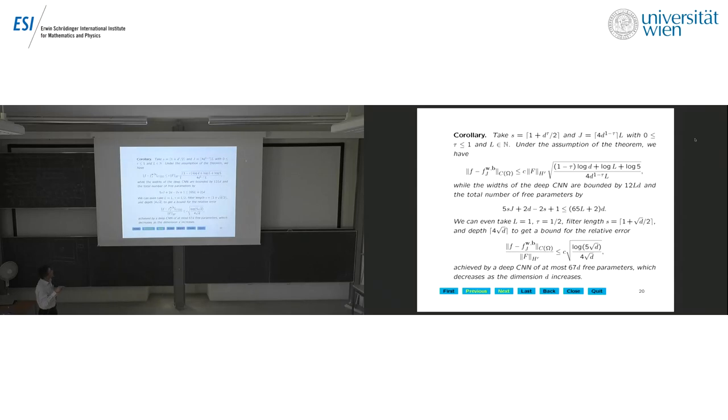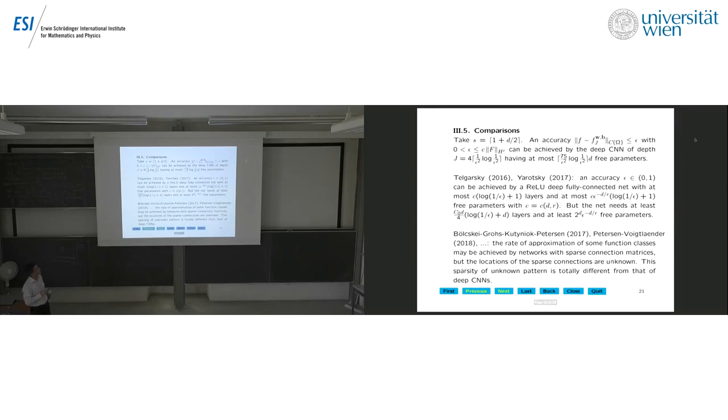So here's the corollary to say that, for example, if I take s to be essentially square root of d, and the depth to be also square root of d, then the relative error actually decays with the dimension d, like d to the minus quarter. So this is interesting. C is an absolute constant. It says that probably the deep learning algorithms perform better and better if the dimension increases. This is only a mathematical result, no computing support at this stage.